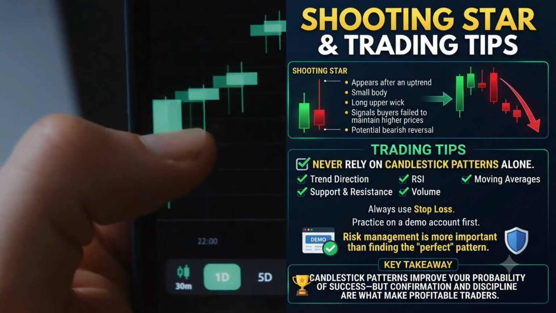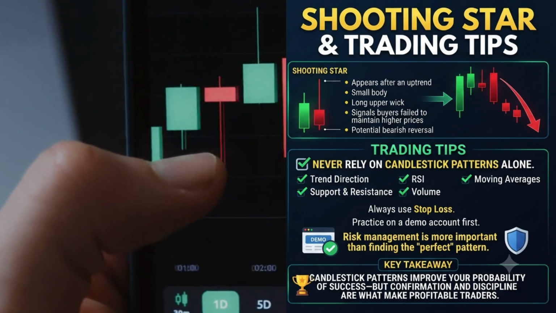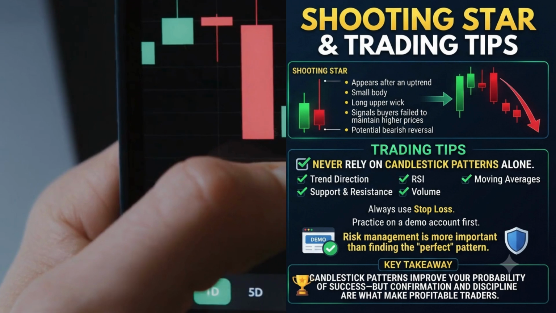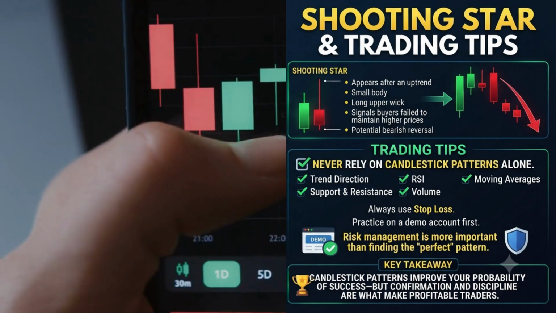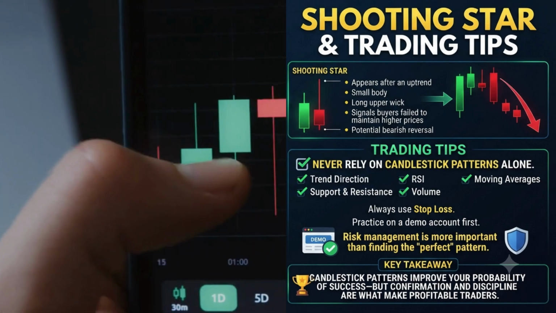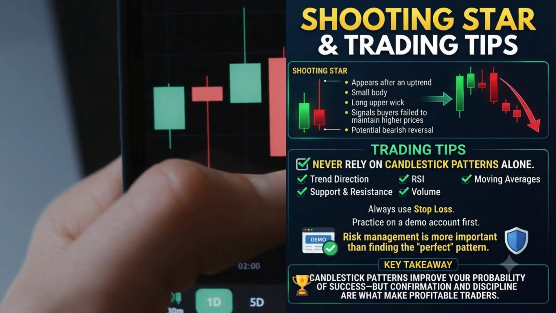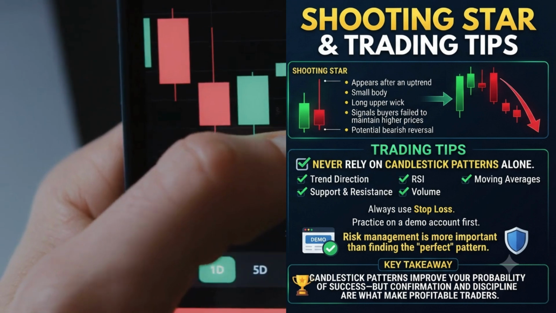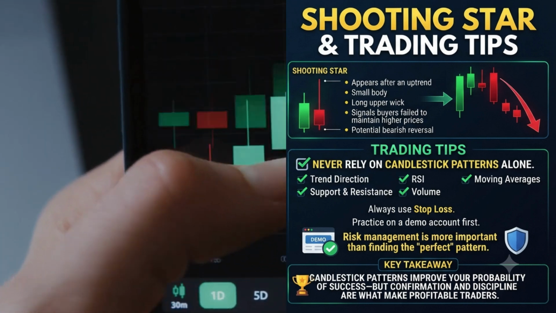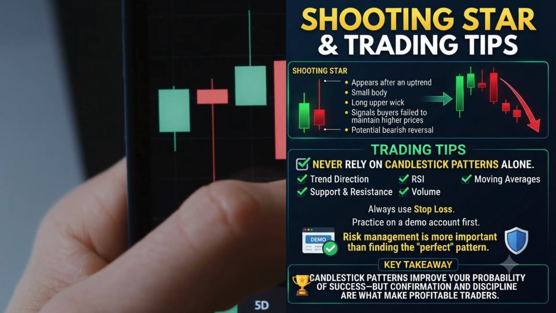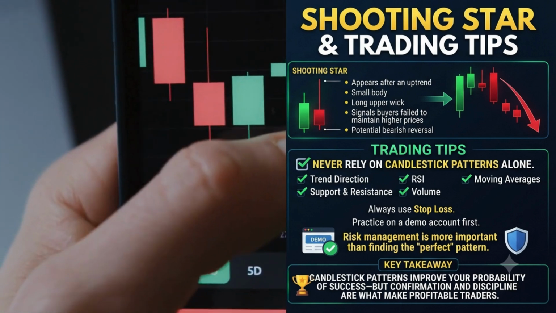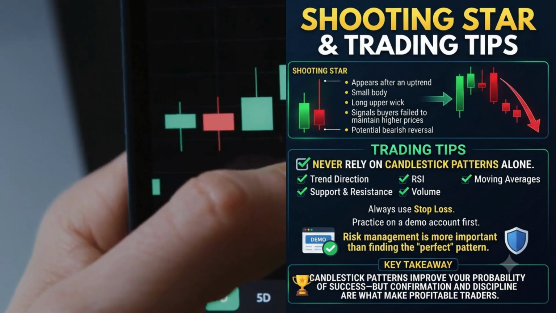Shooting star and practical trading tips. The shooting star is another powerful reversal signal. It appears after an uptrend. It has a small body near the bottom, a very long upper wick, and little or no lower wick. This tells us buyers initially pushed prices much higher. However, sellers entered aggressively and forced prices back down before the candle closed. This suggests buying momentum is fading and the market may soon reverse downward.